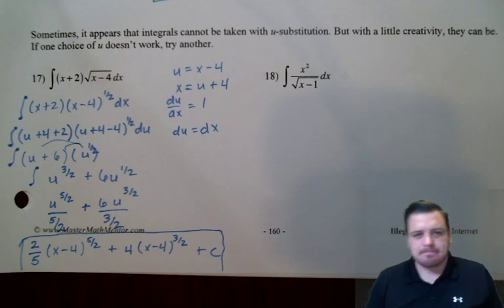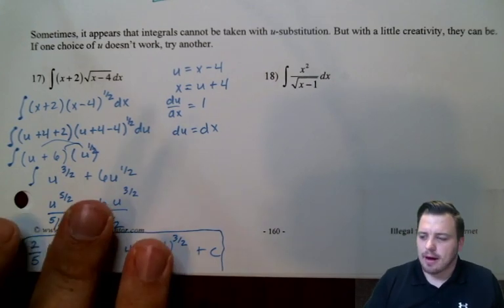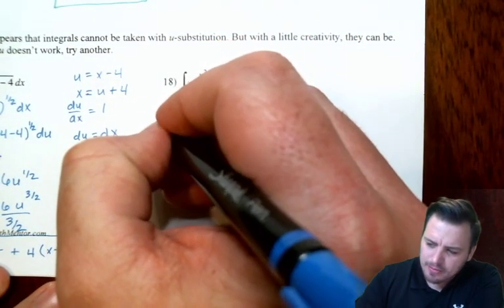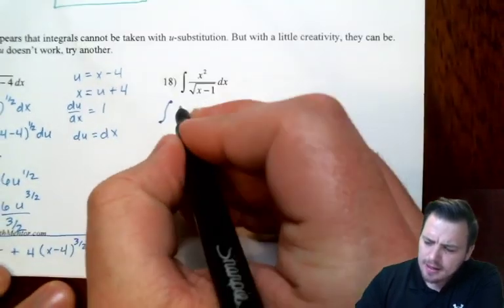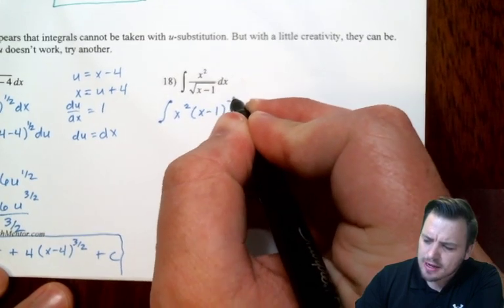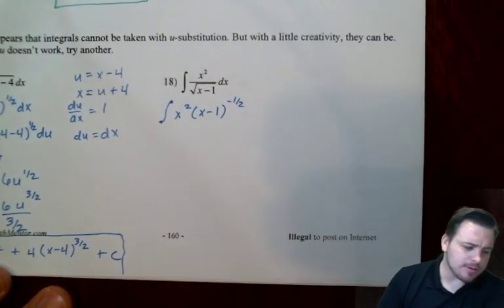All right. Last problem. X squared times that. So I'm going to rewrite this problem as x squared times x minus 1 to the negative 1/2. So I'm just going to bring that up.